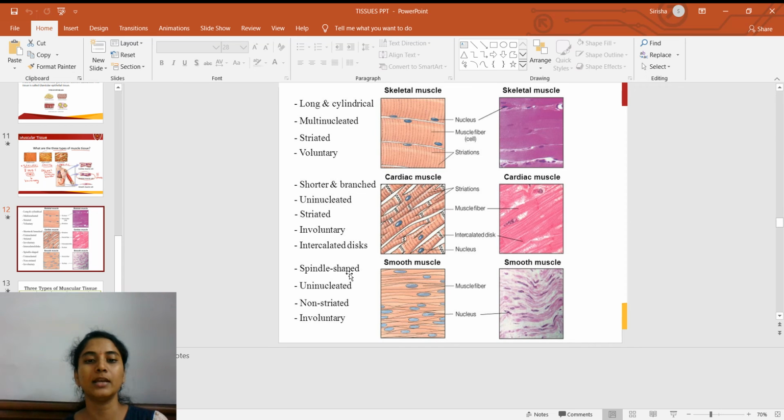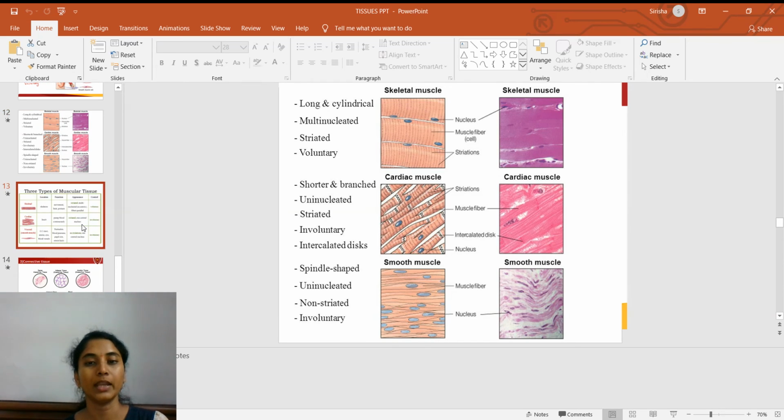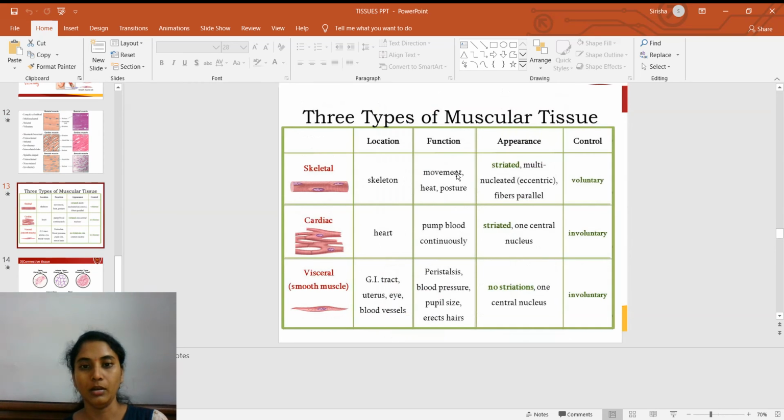And smooth muscles consist of uninucleated cells. They are all non-striated, unlike skeletal and cardiac muscles. They are spindle shaped and they are also involuntary. Those actions are not in our hands. Let us see the location and function of the skeletal tissue. Skeletal tissue location is in the skeleton, as said. Cardiac is in the heart, and visceral or smooth muscles are in the gustatory tract, that is the intestinal tract, uterus, eyes, and blood vessels, as said.